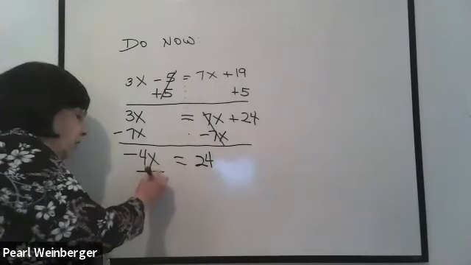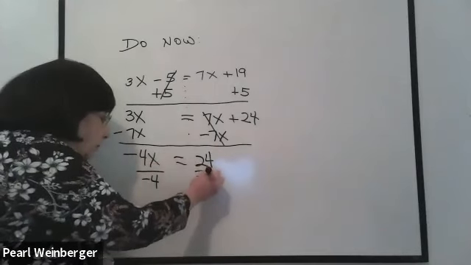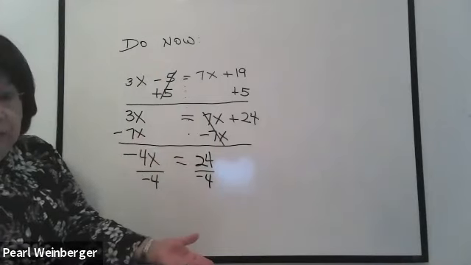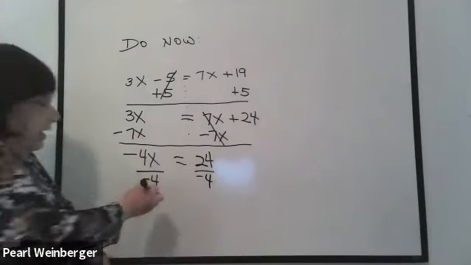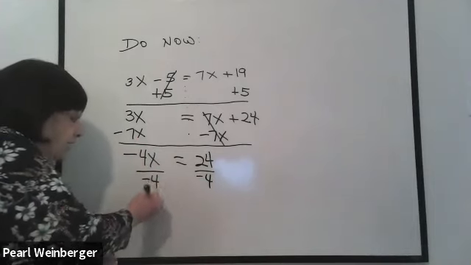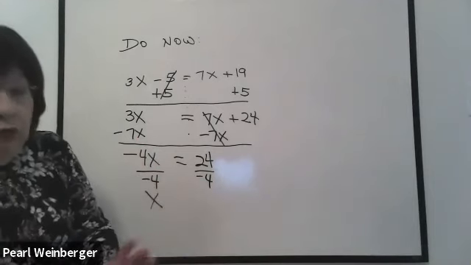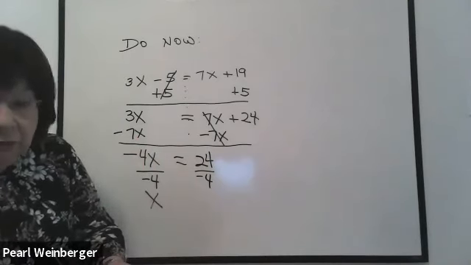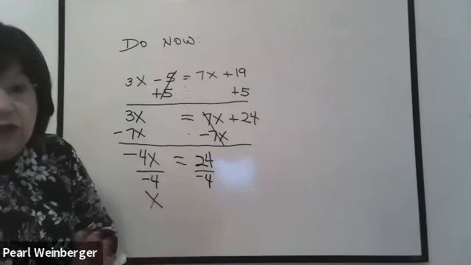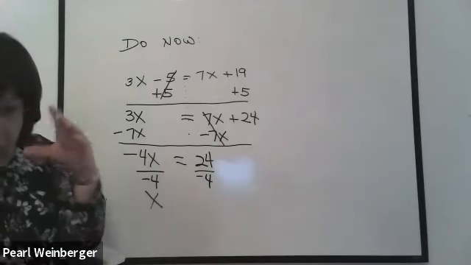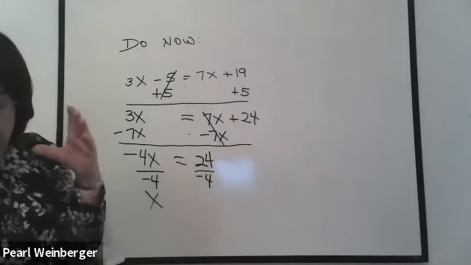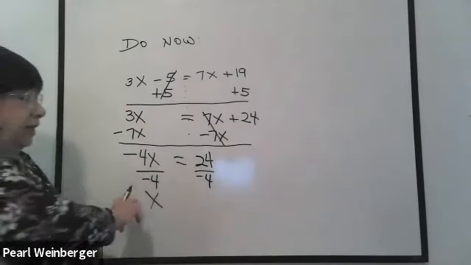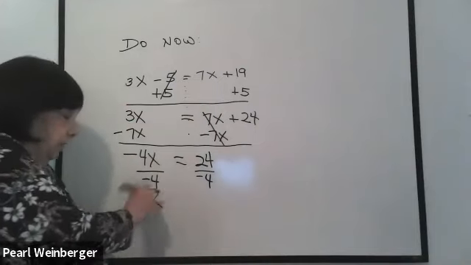I'm going to divide both sides by negative 4. Now, negative 4 divided by negative 4 obviously gives me 1. So this is going to be 1x, and 1x can be just written as x. Again, remember when there's no number in front of a variable, it really means that the coefficient is 1. There's always an invisible 1 standing in front of this. So I could either write this as 1x or just plain x.